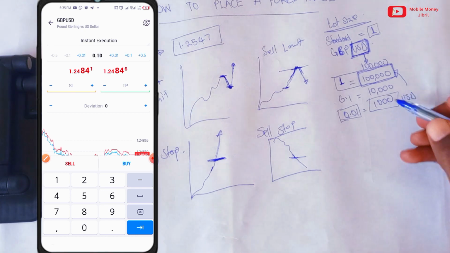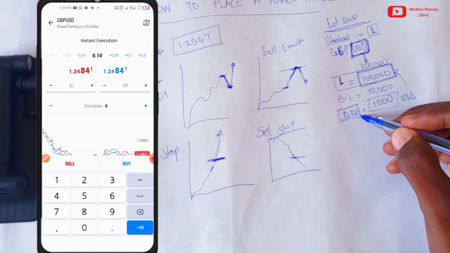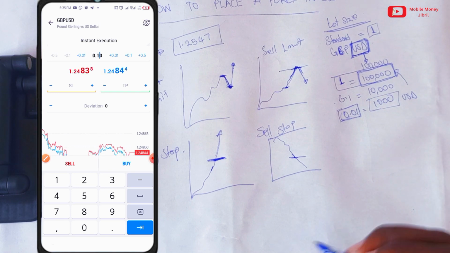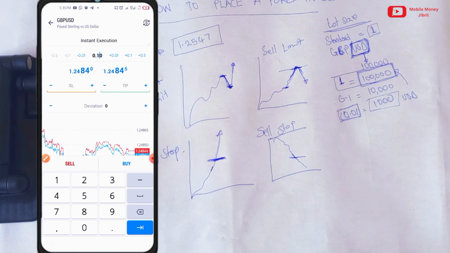It does, because for most brokers, this is the minimum amount they allow you to trade, and that is 1,000 US dollars. How are you going to trade? You can actually trade with a small amount of money.